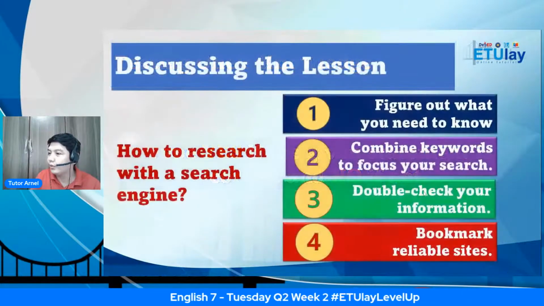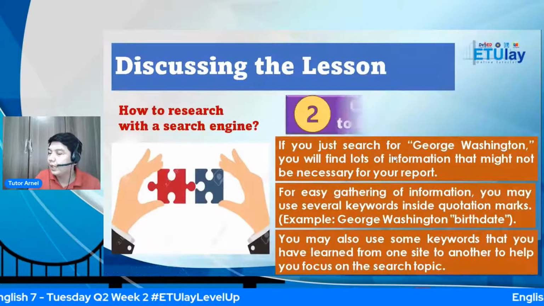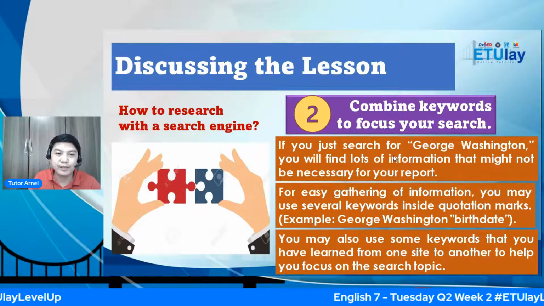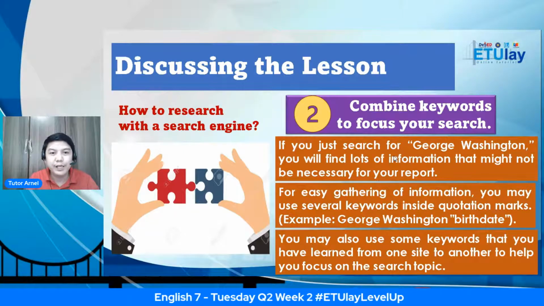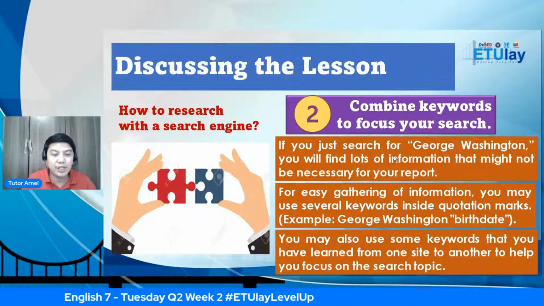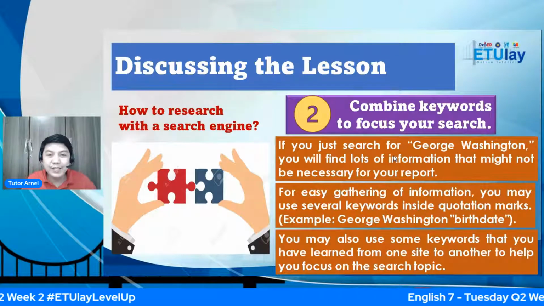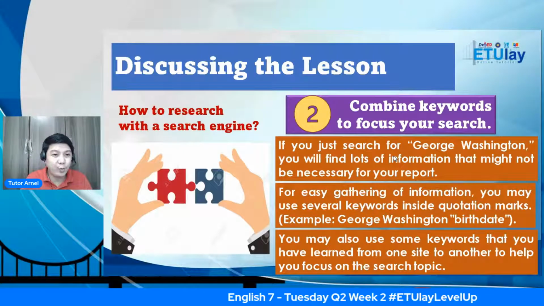Number two, let's check it out. Number two, combine keywords to focus your search. All right, so dun sa ating search bar, if you just search for George Washington, for example, you're looking for George Washington, you will find lots of information that might not be necessary to your report. Lalo pa kapag isang word lang.